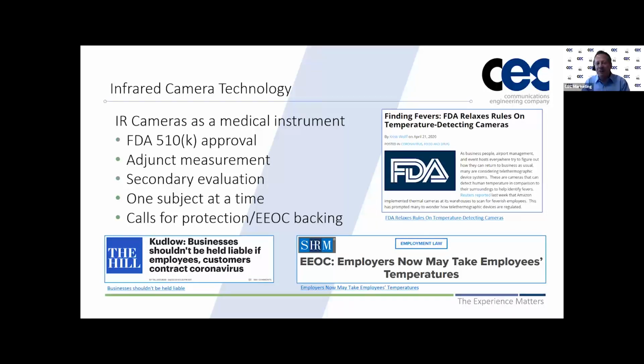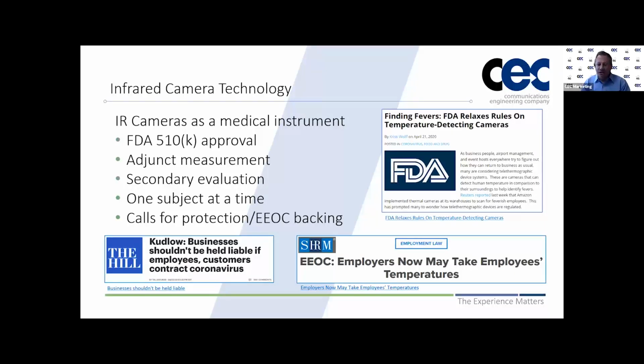However, they did release some guidance that says during the pandemic, the FDA is relaxing the regulations on these devices. However, as part of this guidance, the FDA does recommend certain things happen. Number one, they recommend that the infrared camera measurement should not be the sole or primary source of diagnosing COVID-19 or any other disease for that matter. They want that to be only a pre-screening situation.